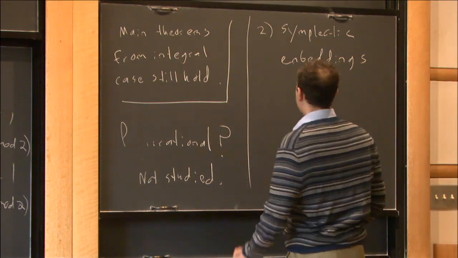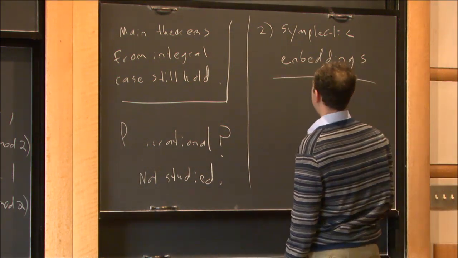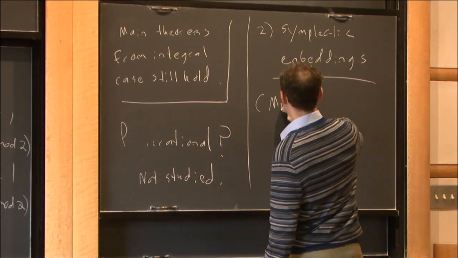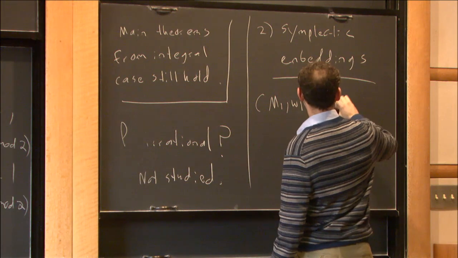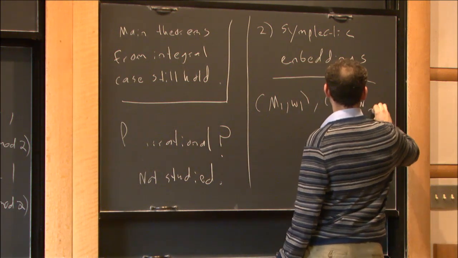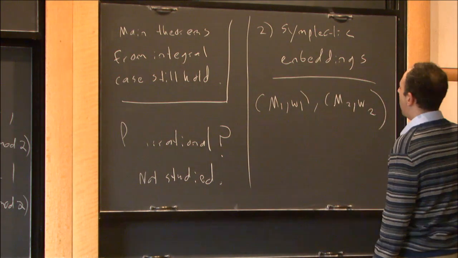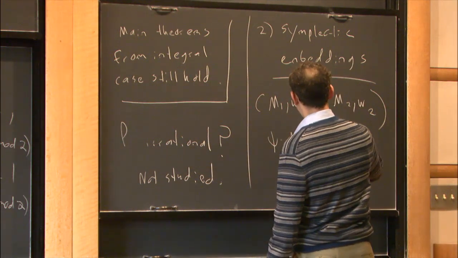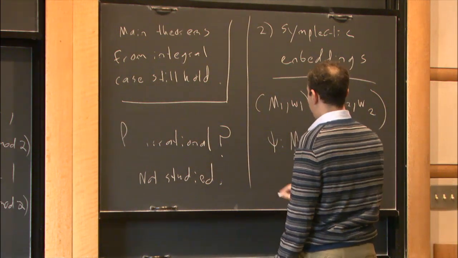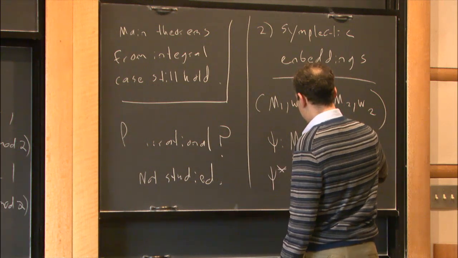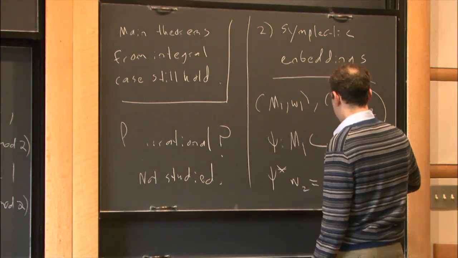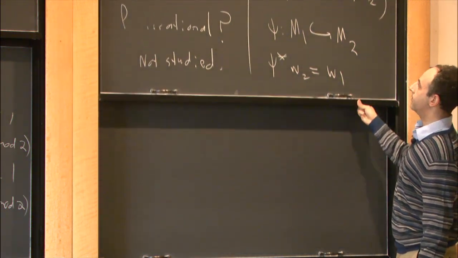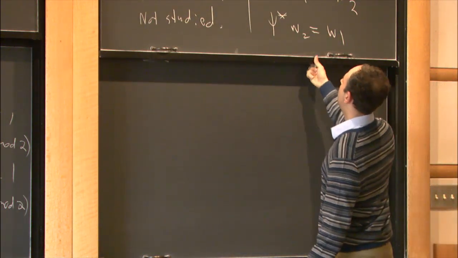So what's the basic problem in symplectic embedding problems? I have two symplectic manifolds, and I want to know: when does there exist a smooth embedding of one into the other that pulls back the symplectic form on the target to the symplectic form on the domain? So this is a symplectic embedding.